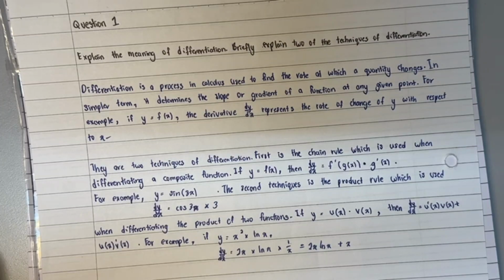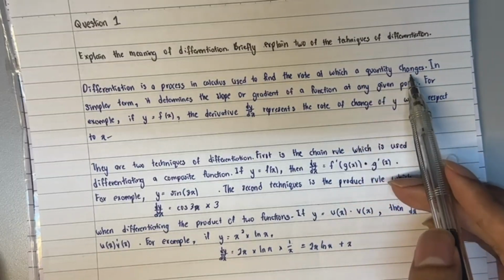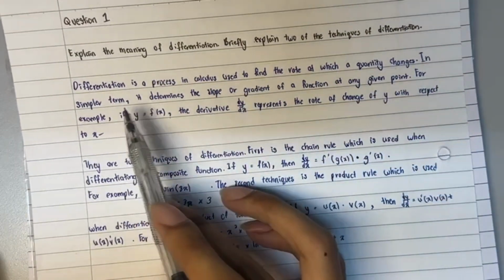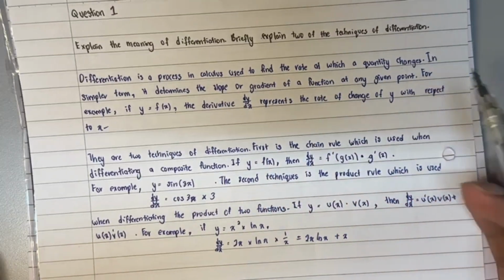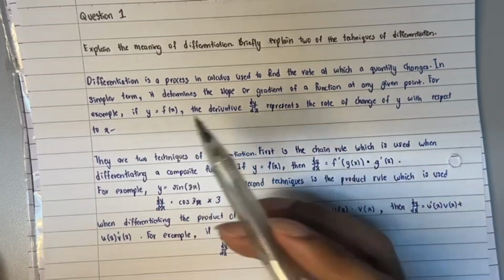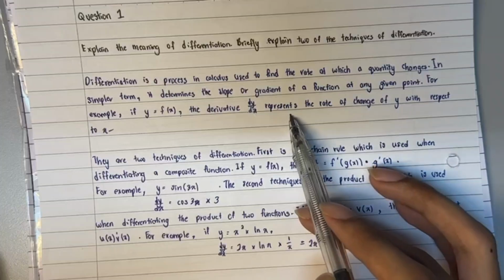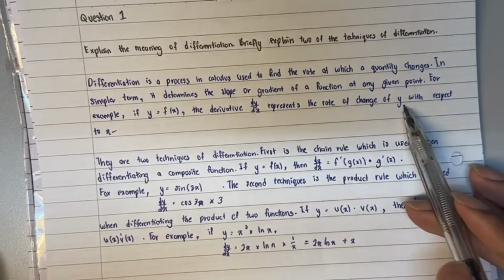Differentiation is a process in calculus that is used to find the rate at which a quantity changes. In simpler terms, it determines the slope or gradient of a function at any given point. For example, if y equals f(x), the derivative dy/dx represents the rate of change of y with respect to x.